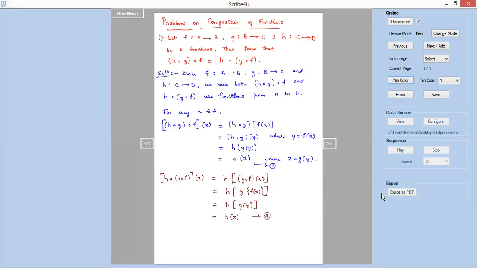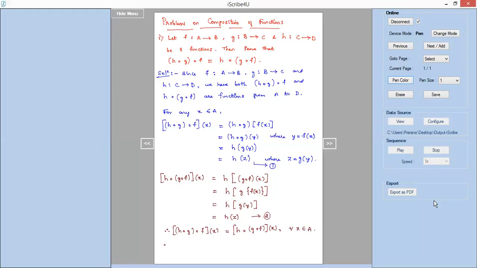So from 1 and 2, we observe that both are equal to h of z only. So since the RHS are the same, we can equate the LHS. Therefore, we have ((h∘g)∘f) of x is equal to (h∘(g∘f)) of x. Reading-wise it is one and the same, but while writing the brackets, we take care of this. And this is for every x belonging to the set A.